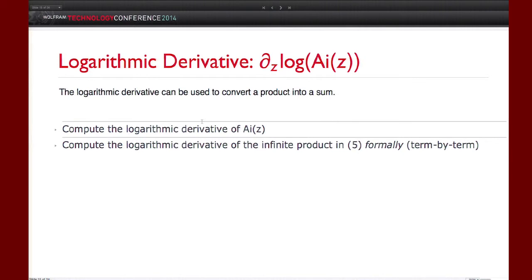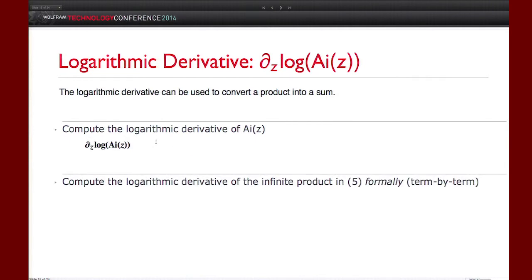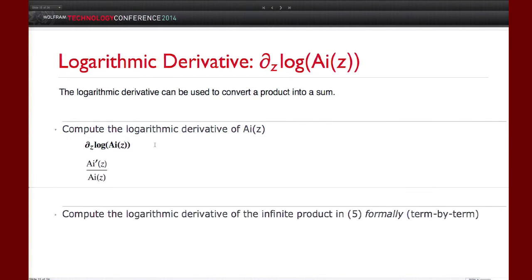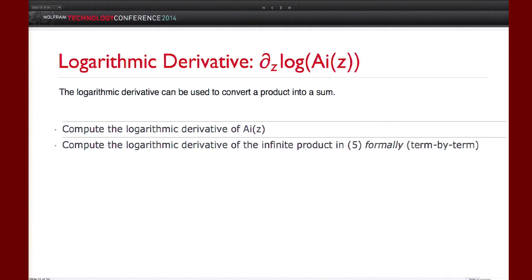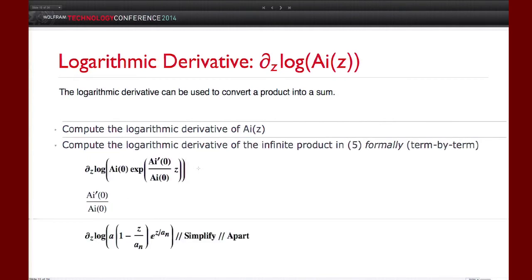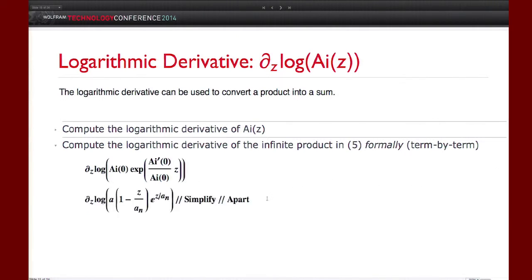So the process that we want to do to work out the sums involved is essentially obvious: if you want to convert a product into a sum, you take the logarithmic derivative of it. We can take the logarithmic derivative of the Airy function, and it's just that, which is sort of obvious. But we can also compute the logarithmic derivative of the infinite product, and I'm taking just the front terms there, which is nice and simple. And if we take the rest of it, we just get a combination of terms.